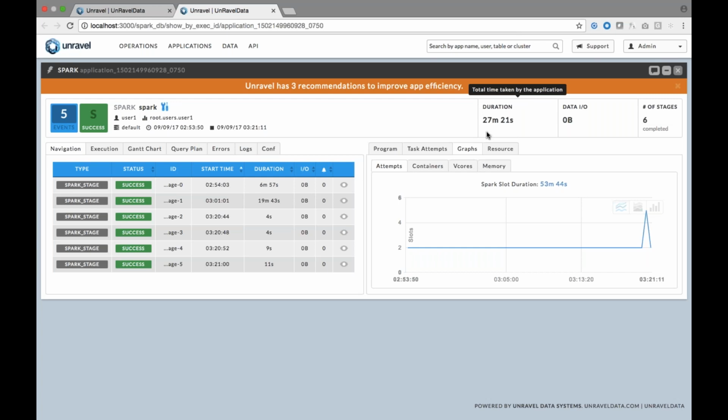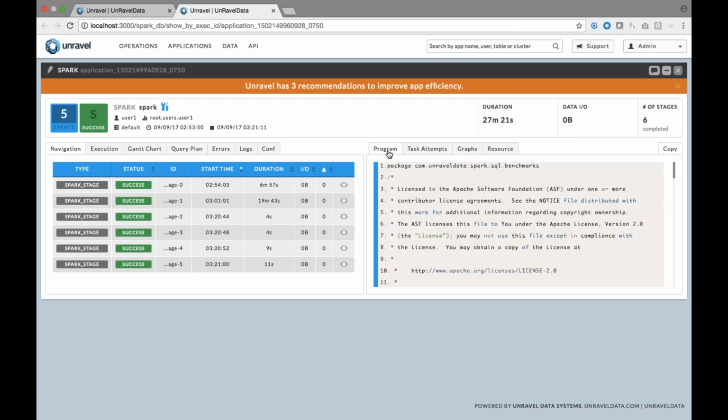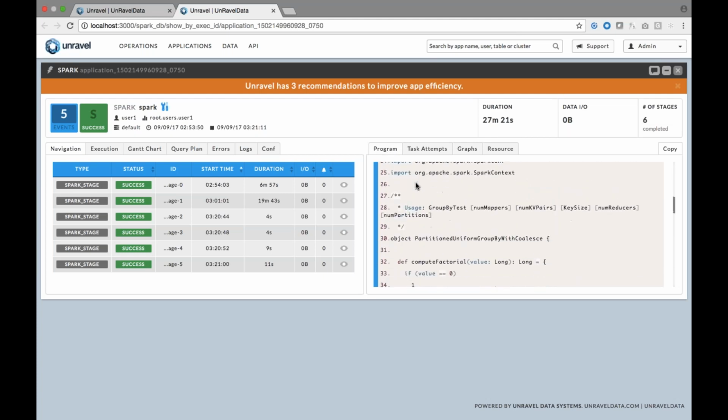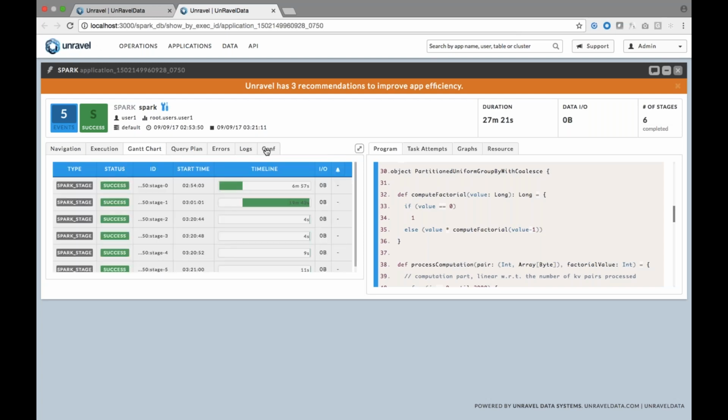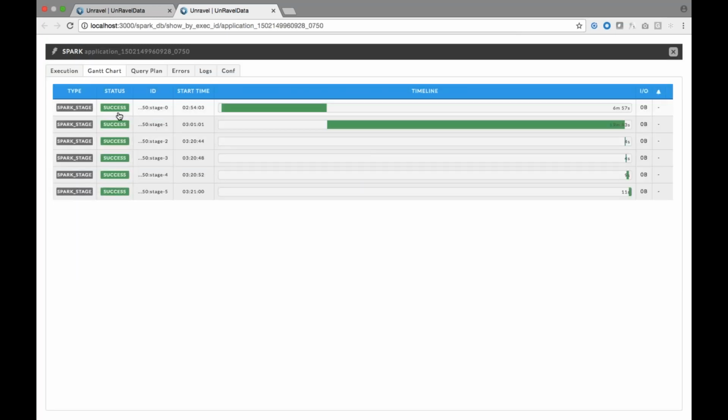And as you'll see, Unravel provides a single pane of glass with all the information needed to understand the performance of these applications right here, starting with the source of the application. This specific application that we are looking at is a Scala Spark program right here, right? And you can see on the left side that this application ran with 6 stages, right? There's key metadata about all of those stages, and we provide rich visuals like a Gantt chart view, for example, right here, where for all those 6 stages, going through the 27 minutes of the life cycle of this application, you can see where most of the time is going.